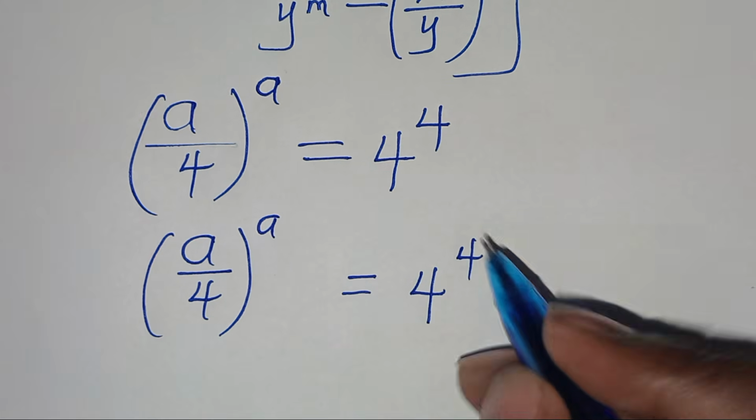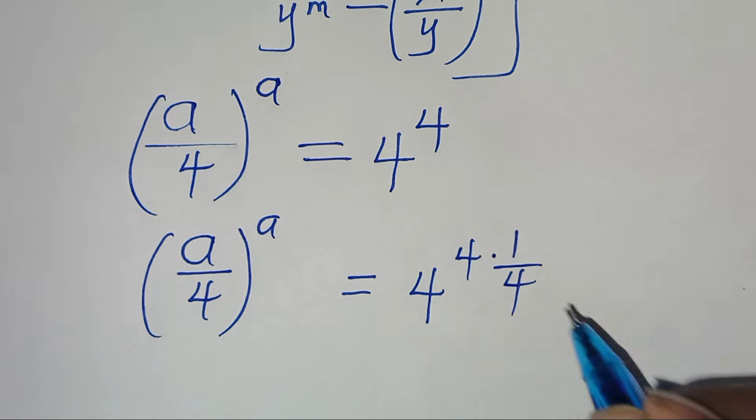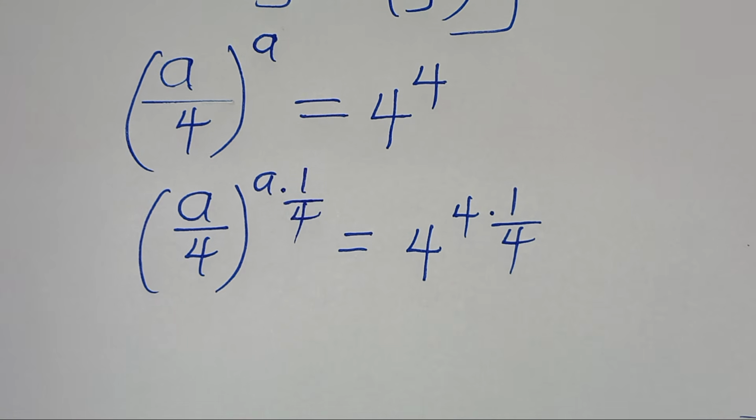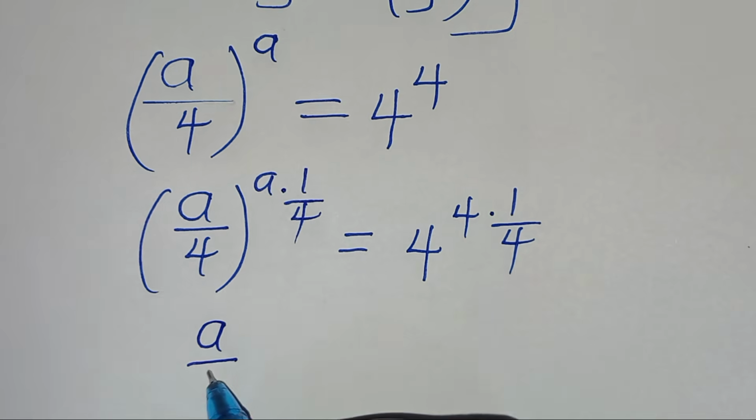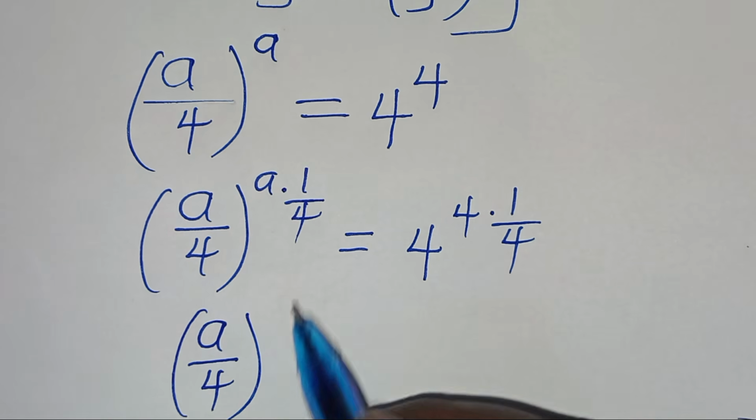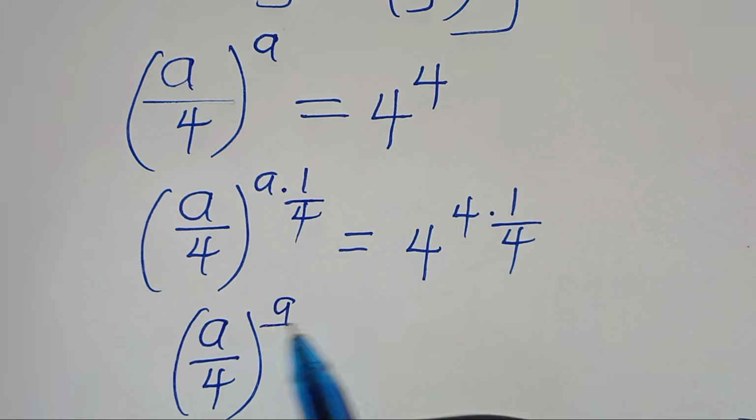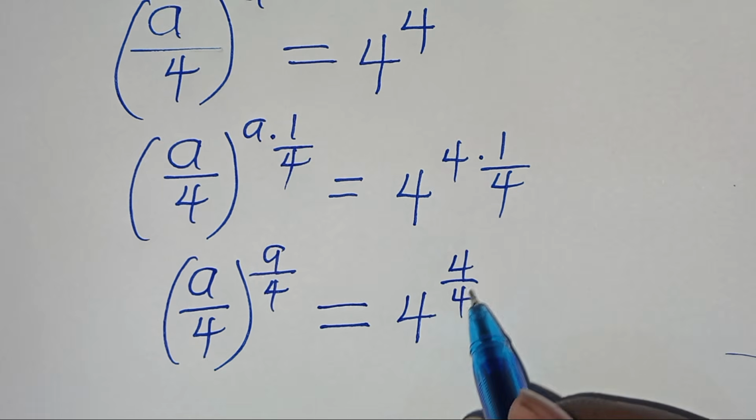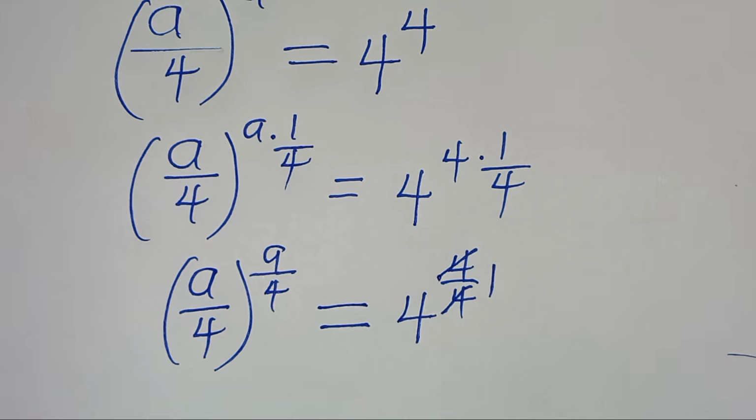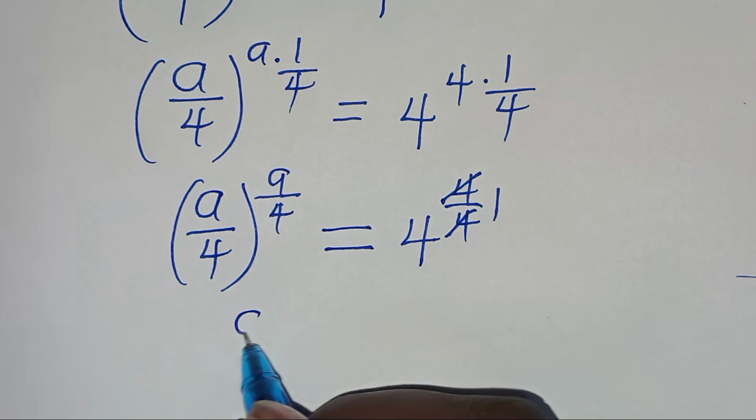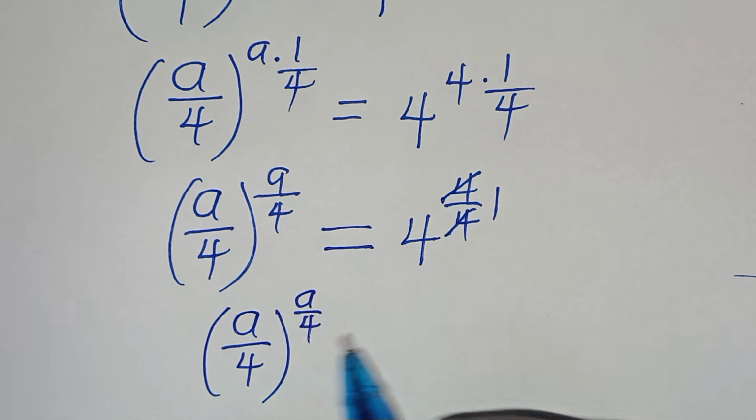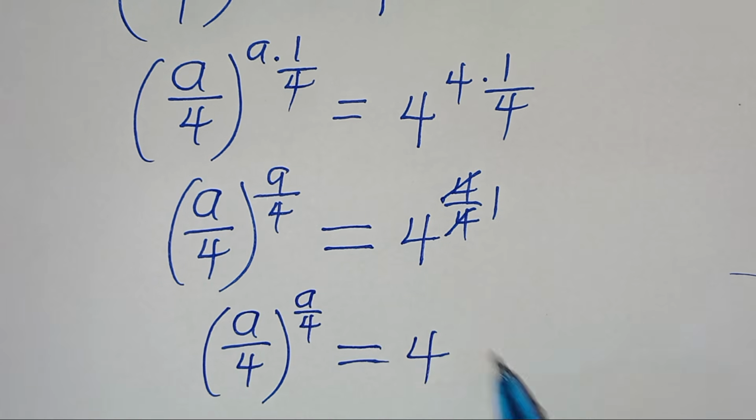So the next step is to multiply on both sides by 1 over 4. So this implies that we have a over 4 raised to the power of a times 1 over 4, which is a over 4, equal to 4 raised to the power of 4 over 4. Let's simplify 4 over 4, which is the same thing as 1. So we have a divided by 4 raised to the power of a over 4 equal to 4, since 4 to the power of 1 is 4.